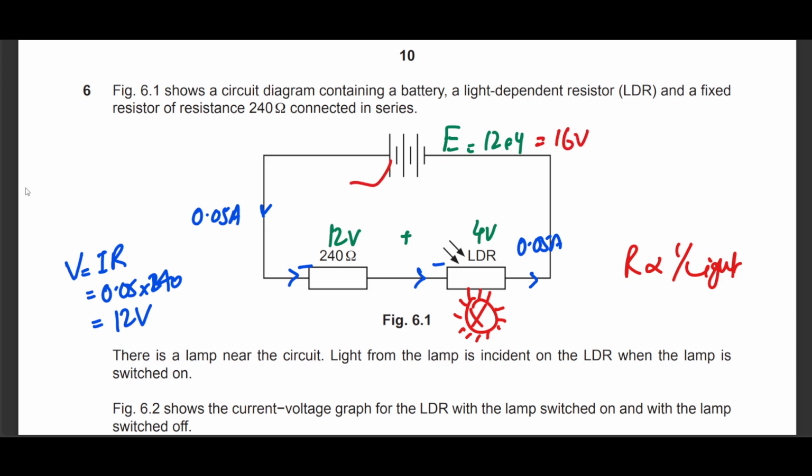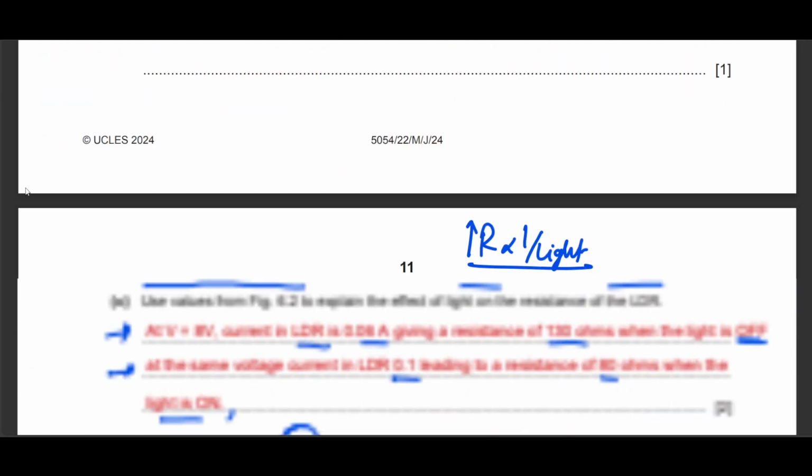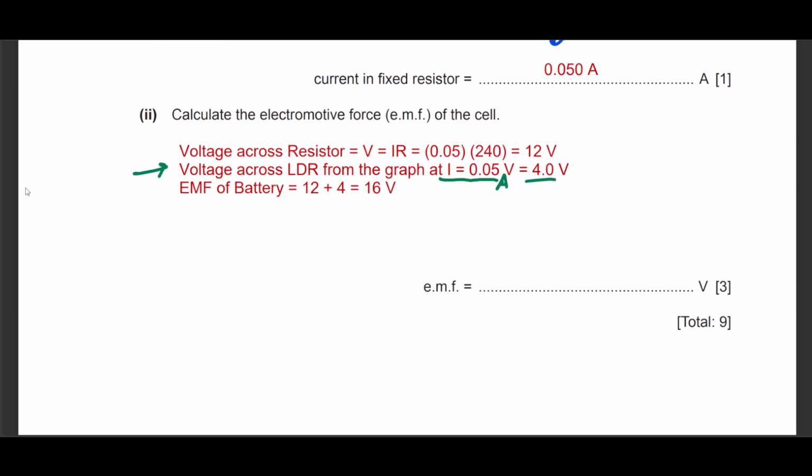The EMF, some of it is being shared by the resistor and some of it is being shared by the LDR. That's how series circuits work. So that's how you're going to write down that this is 16 volts. But explain your procedure, what you've done.